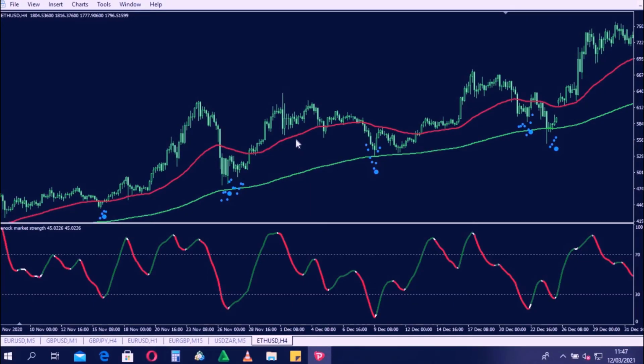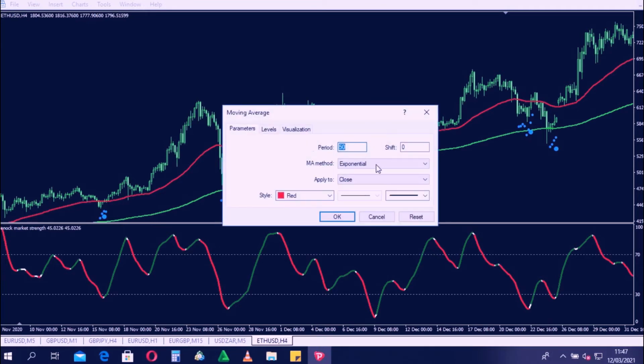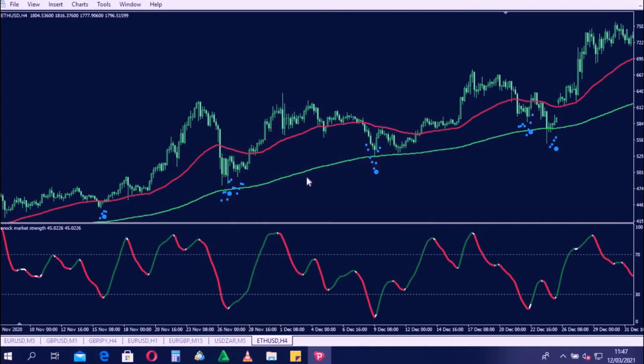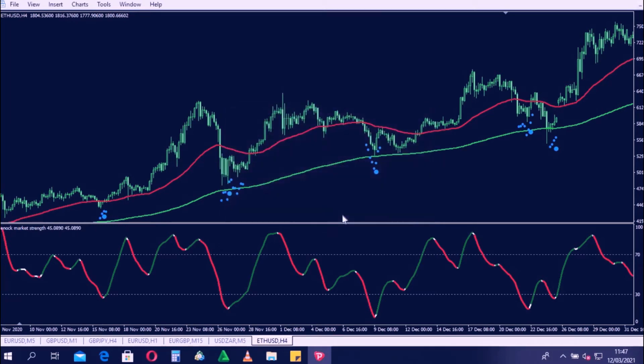So we first go into our 4-hour chart. We plot onto it the 50 moving average, and the 50 moving average has to be exponential and on close. We also plot on the 200 moving average, which is also exponential and on close. The 200 moving average is the green one, the 50 moving average is the red one.